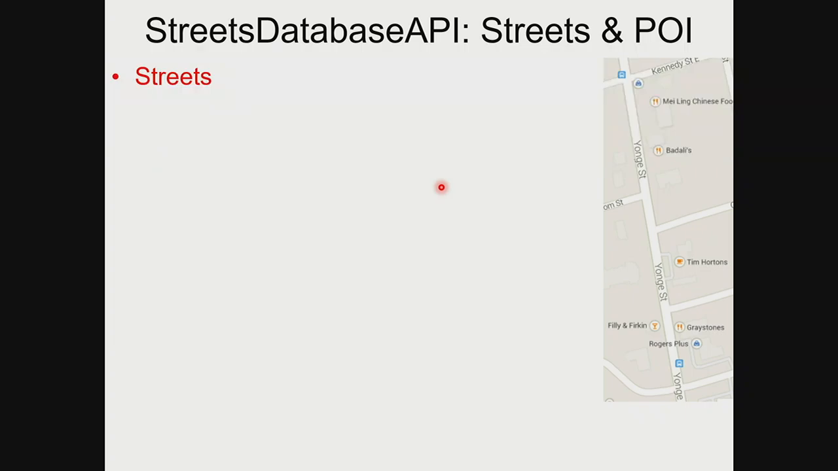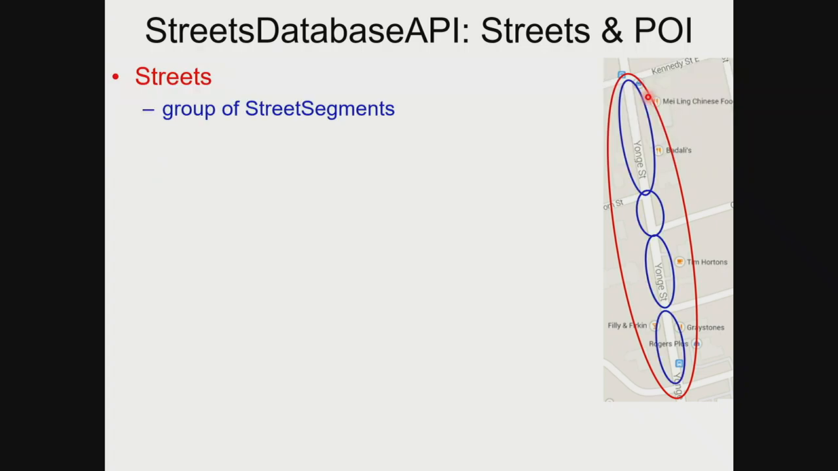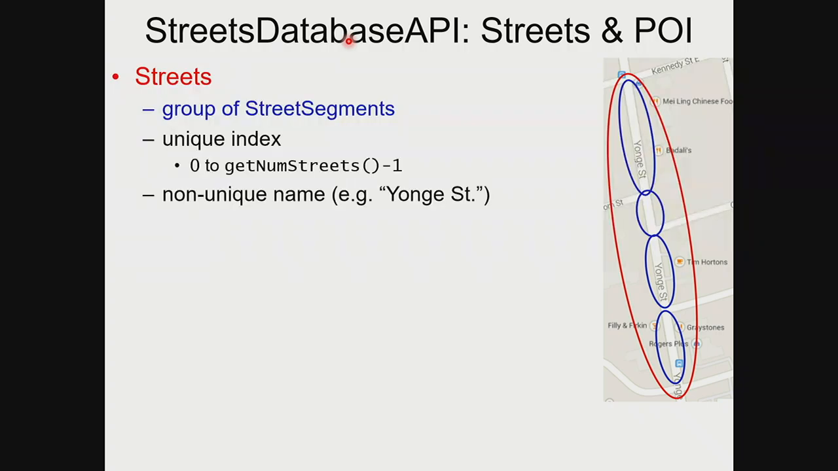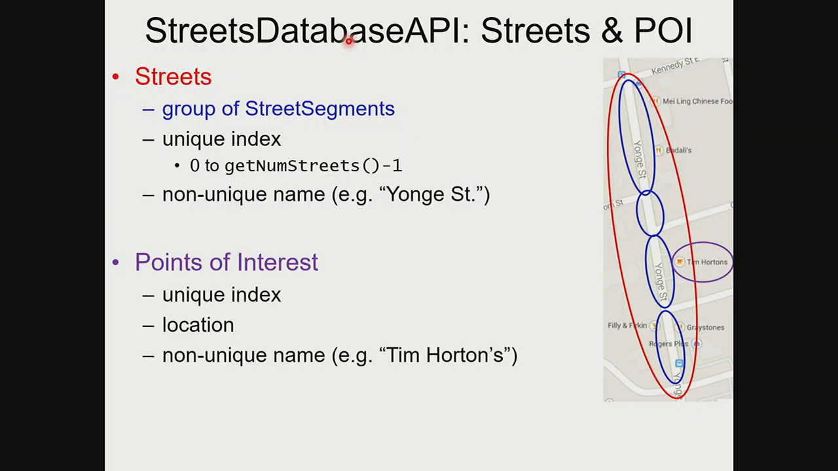The other types are, the first one is the streets. Again, the street is a collection of street segments. It's a bigger class than the street segment. And it also has a unique ID and a street name. The street name might not be unique. For example, there are multiple main streets in Toronto. That's why we use integer IDs to identify these.